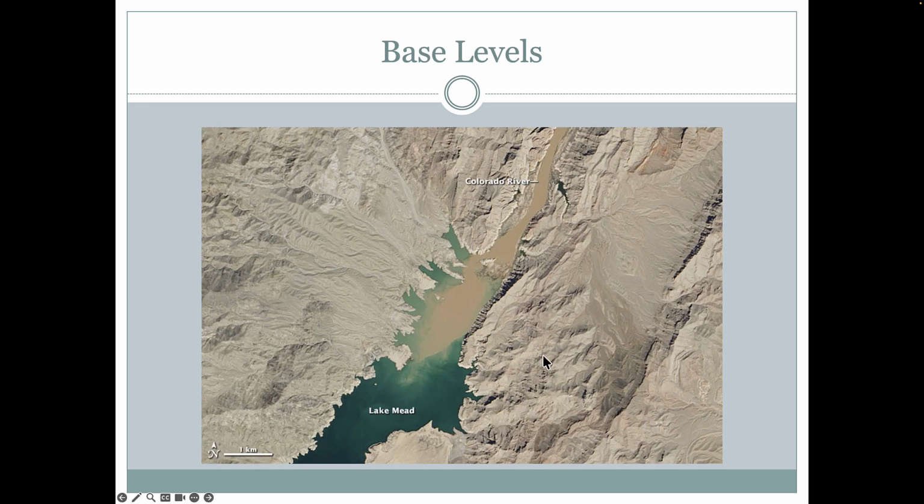And this example here shows the Colorado River flowing into Lake Mead, which is behind the Hoover Dam, which is not shown further to the south here. And we can just see all of the sediment that's being input here. And this is because it's a new local base level.